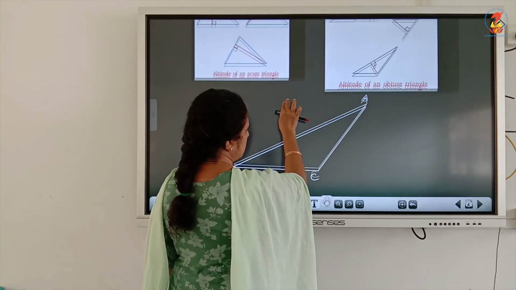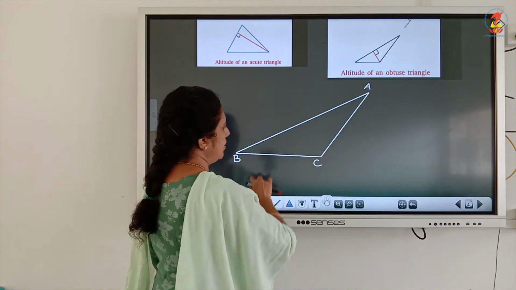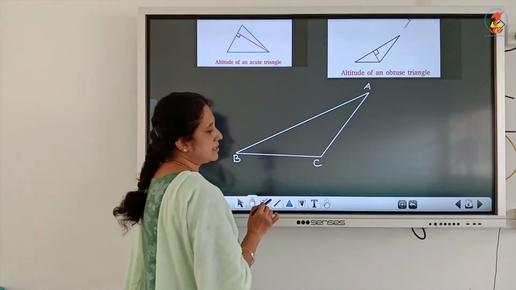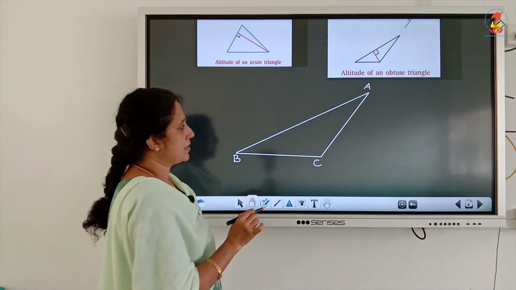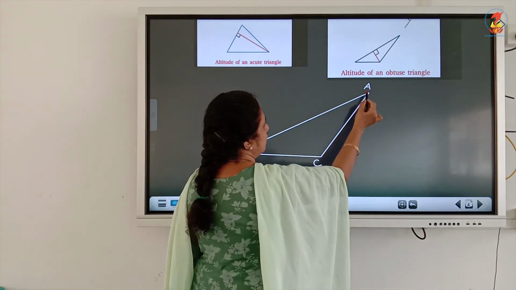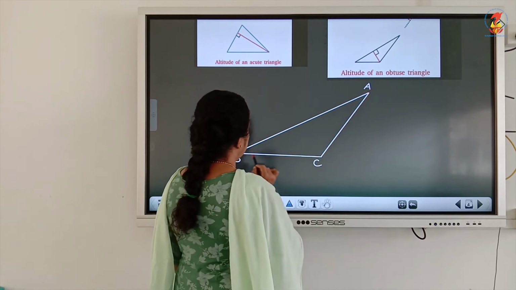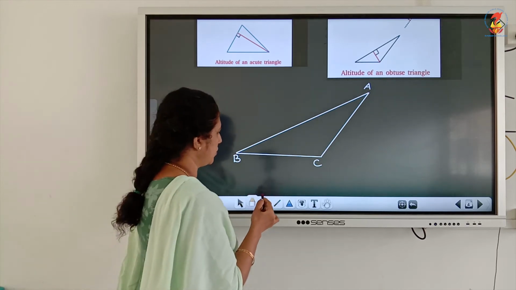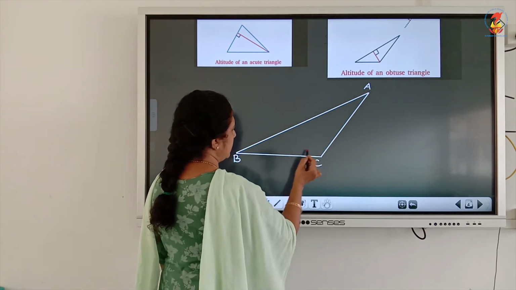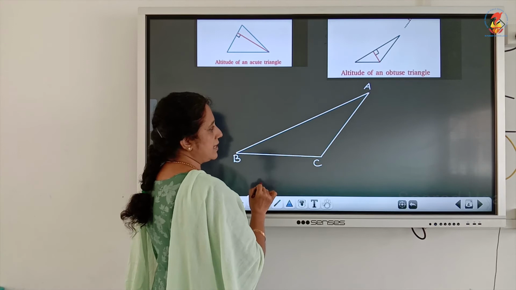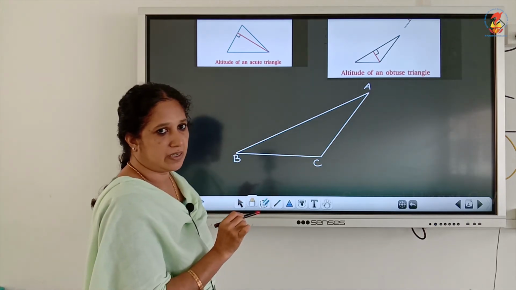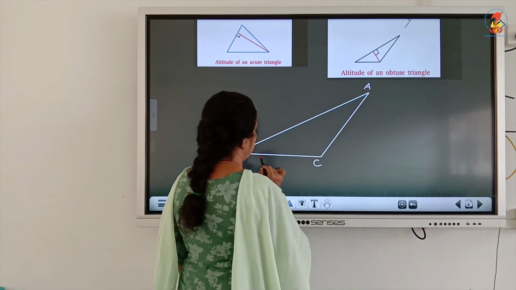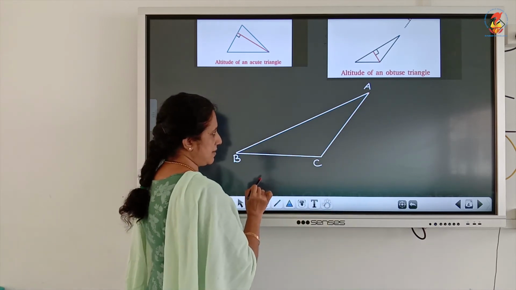Now consider this example. Triangle ABC is an obtuse angle triangle. Suppose we want to draw an altitude from A to the side BC. How can you draw the altitude? Triangle ABC is an obtuse angle triangle, so we have to draw an altitude from the vertex A to the opposite side BC.